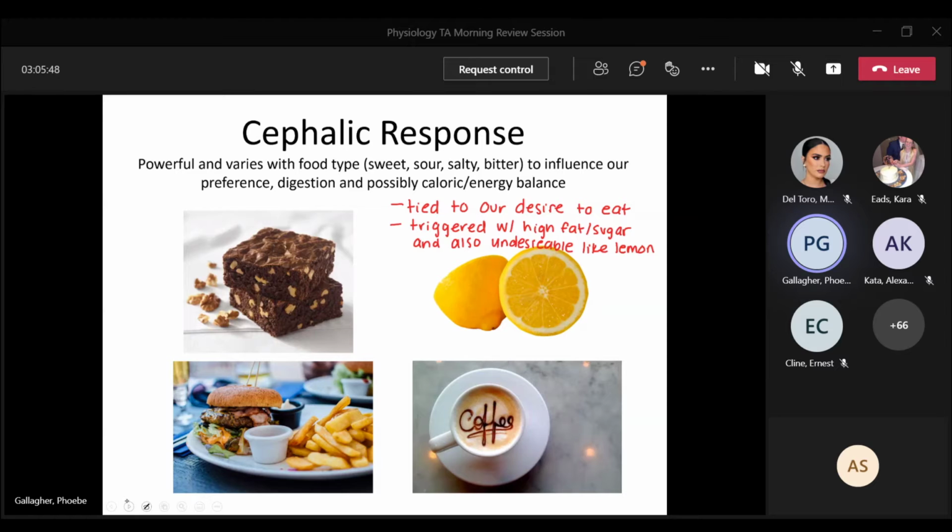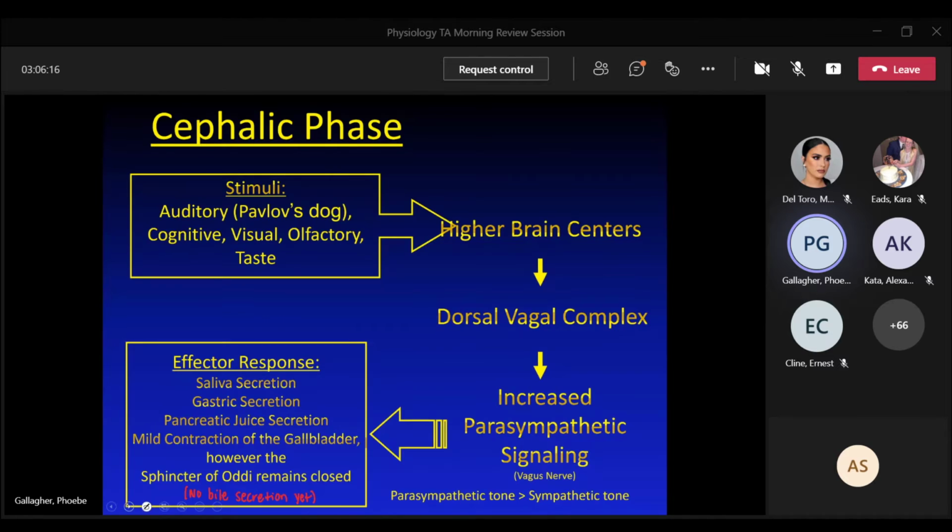So your cephalic response is going to be tied to your desire to eat. So the sight of certain foods will trigger your mouth to water, your stomach to secrete hydrochloric acid, and the rest of your GI tract to help prepare you to eat. Don't worry too much about this, just have a general understanding of your cephalic response. It's more of a mental thing. You can think of it that way. More importantly is this slide here.